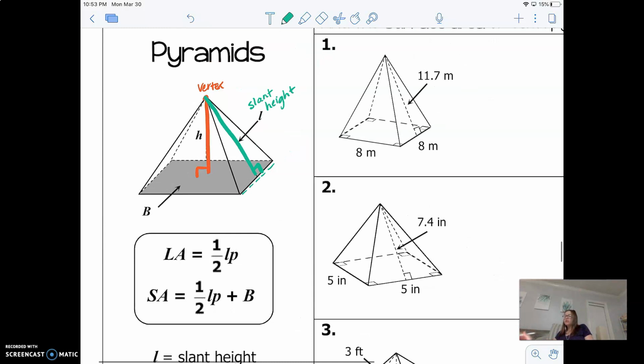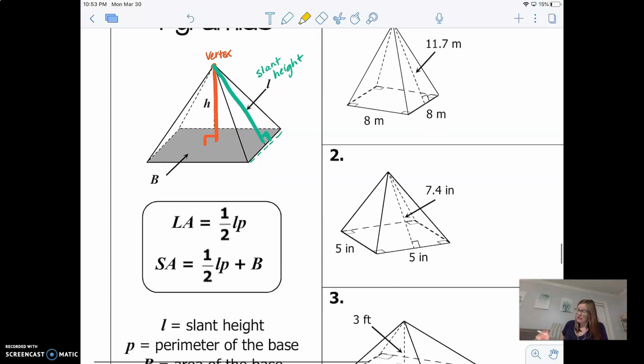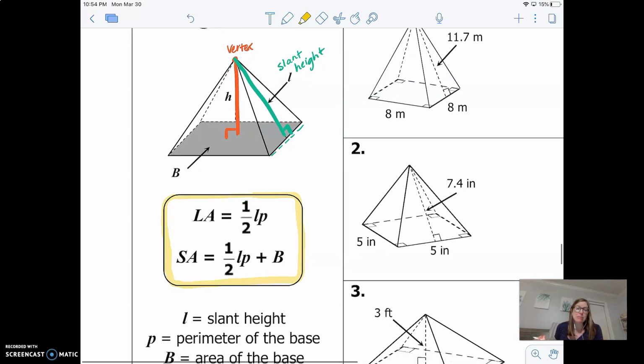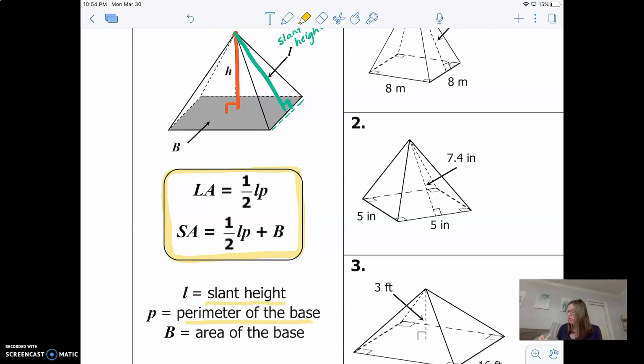Okay. So that brings us to our formulas. Lateral area. You could calculate the area of each of those triangles and add them all up. They're not always going to be the same, so you can't just multiply by 4. You can only do that if the base is a regular quadrilateral or regular something. The best way to find the lateral area is this formula, 1/2 LP. Remember, the L is your slant height, and then P is the perimeter of the base.